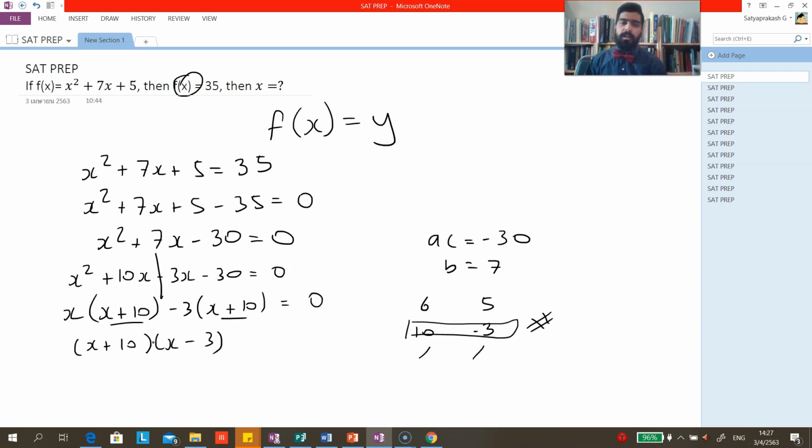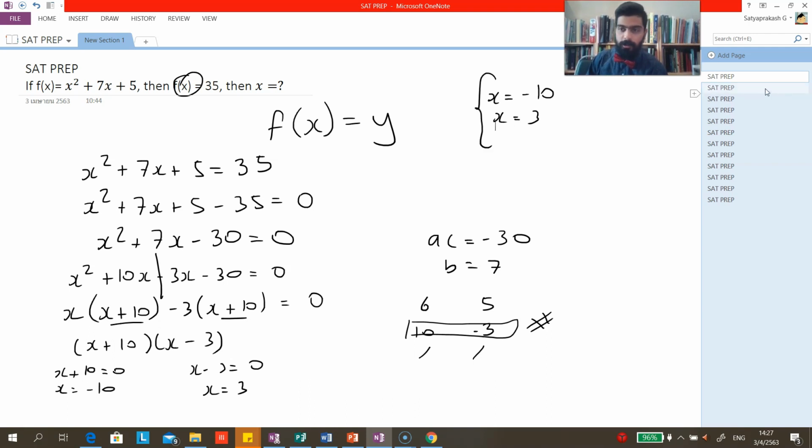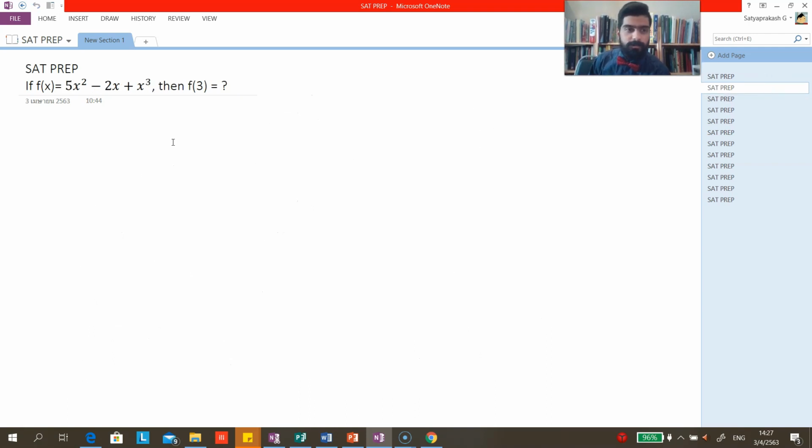Right guys, now they're telling us to find the value of x. So there are two values. We see that x plus 10 is equal to 0 and x minus 3 is equal to 0. Here we have x is equal to negative 10, and here we have x is equal to 3. Right guys, so the value of x would be equal to negative 10 and x is equal to 3. We have two values here. Alright guys, let's go to the next one.